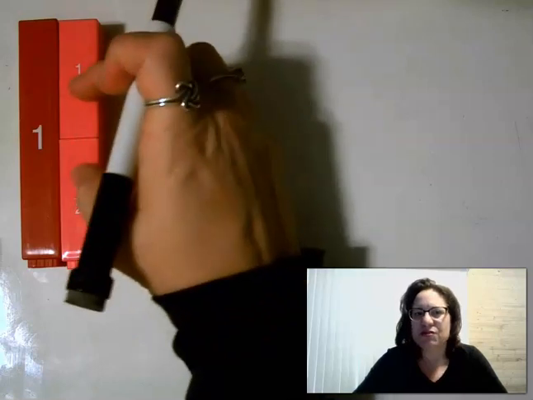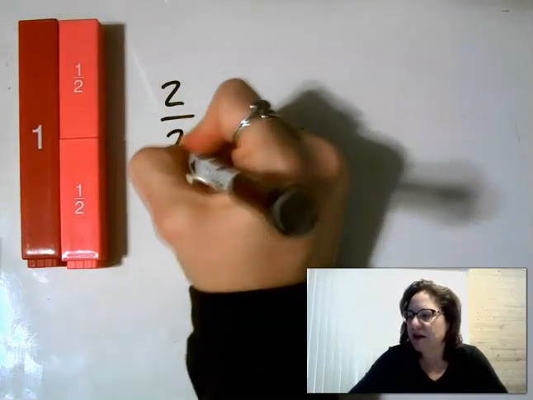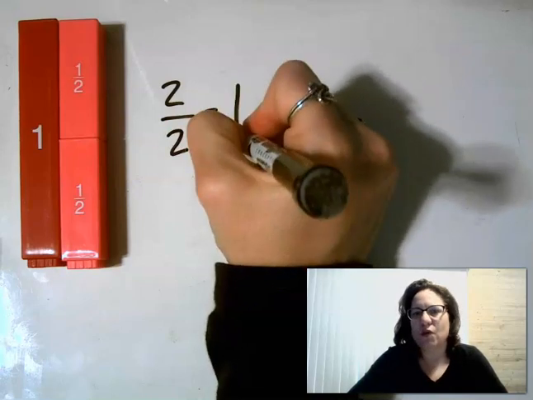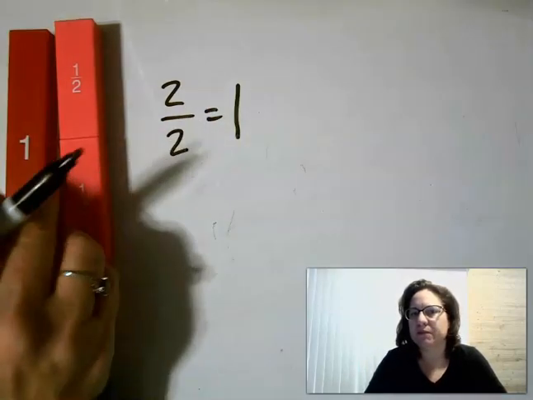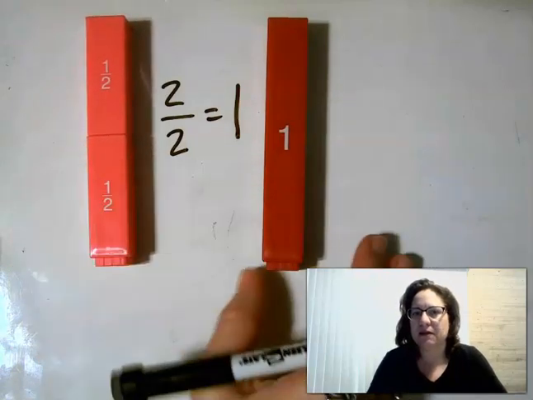Hi everybody, today we're going to be talking about equivalent fractions. Equivalent fractions are fractions that are worth the same amount. They name the same size. So for instance, 2 halves is equal to 1 whole. 2 halves equals 1 whole, right? We all see that. They're the same size, the same amount.